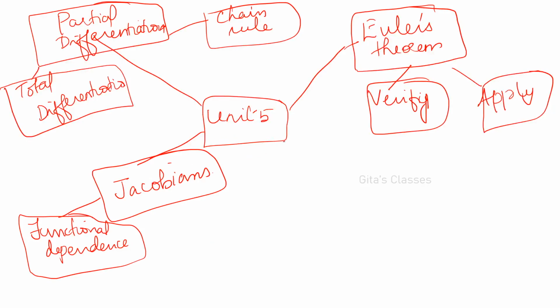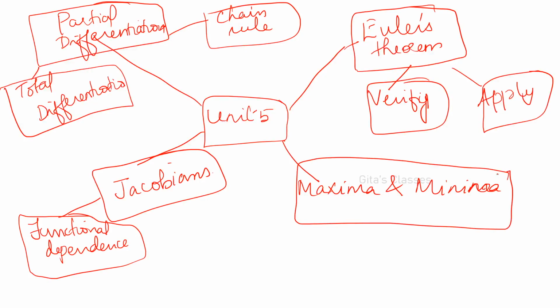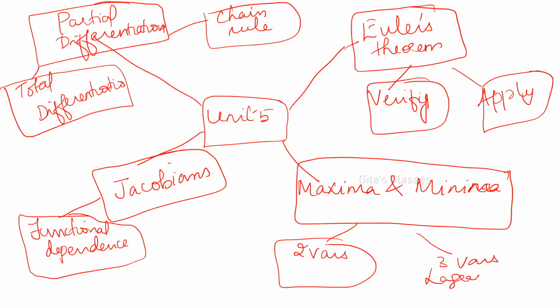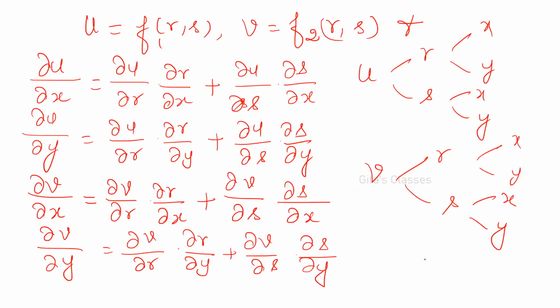Then next is maxima minima. In maxima minima, we have functions of 2 variables and 3 variables. In 3 variables, we have studied Lagrange's multipliers method. Even 3 variables can be reduced to 2 variables, and you can do as usual, or you can use Lagrange's multipliers method. If in the exam it is mentioned to use the Lagrange's multipliers method, you have to use that only. Otherwise, as you wish you can do.